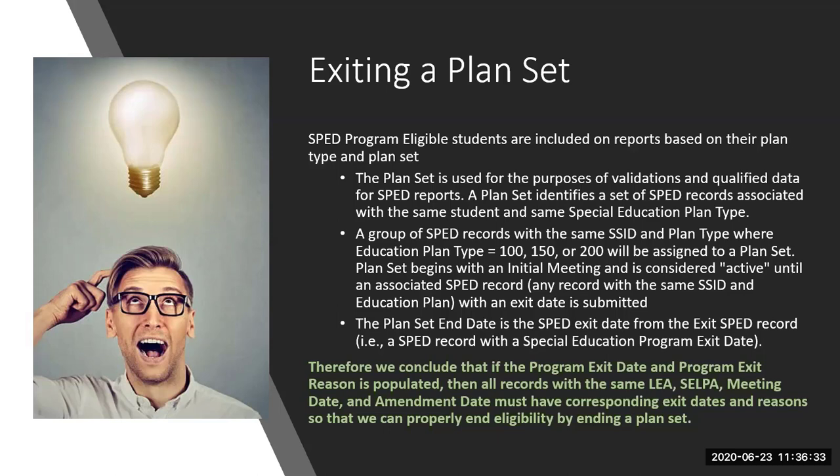We use the information about a plan set to understand how we should properly exit the students and find out why this validation is relevant. So we can conclude that if the program exit date and program exit reason is populated, then all records with the same LEA, CELPA, meeting date, and amendment date must have a corresponding exit date and exit reason so that we can properly end eligibility by ending the plan set.